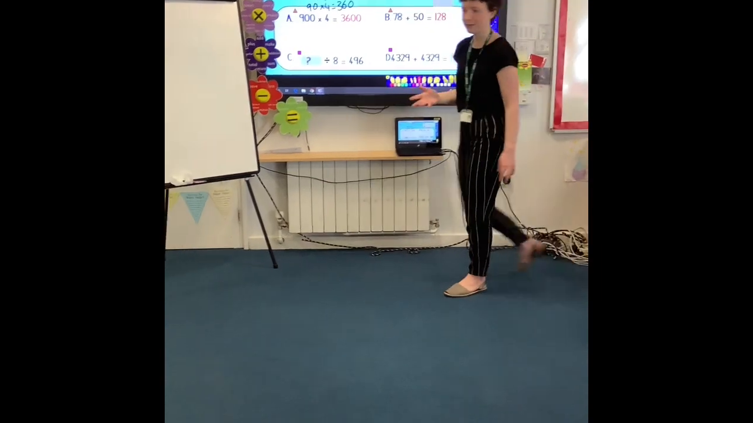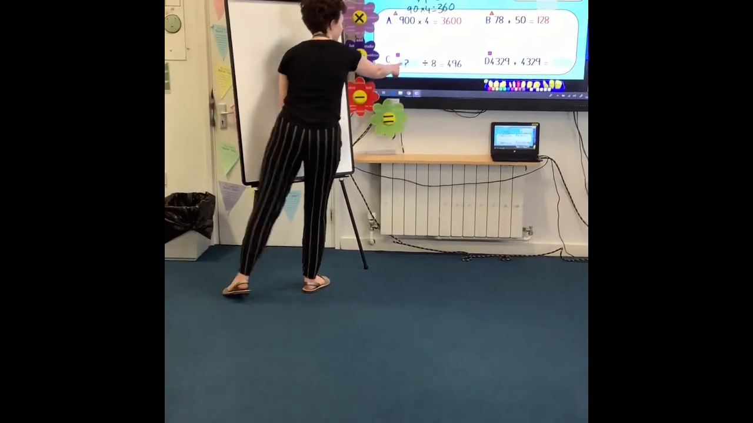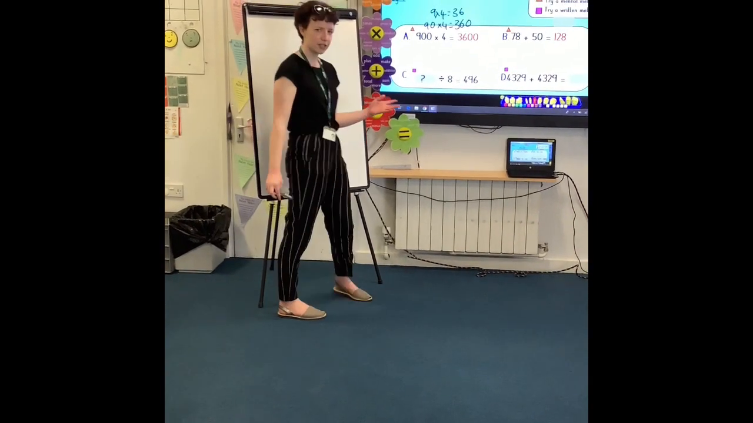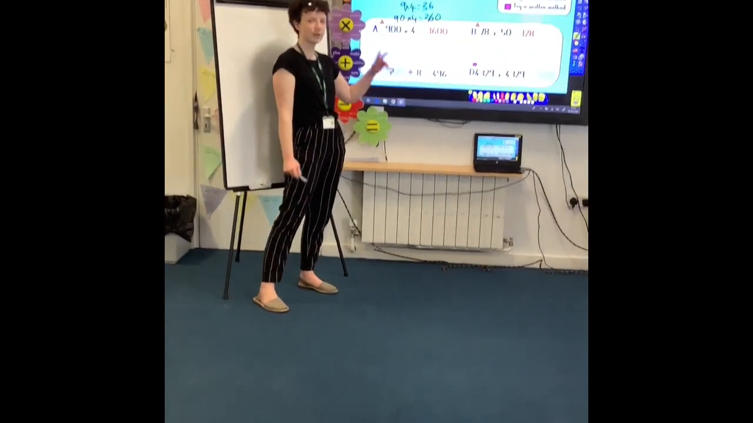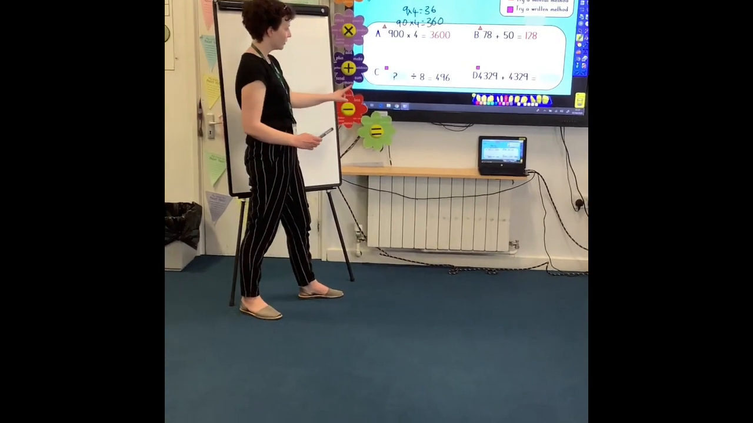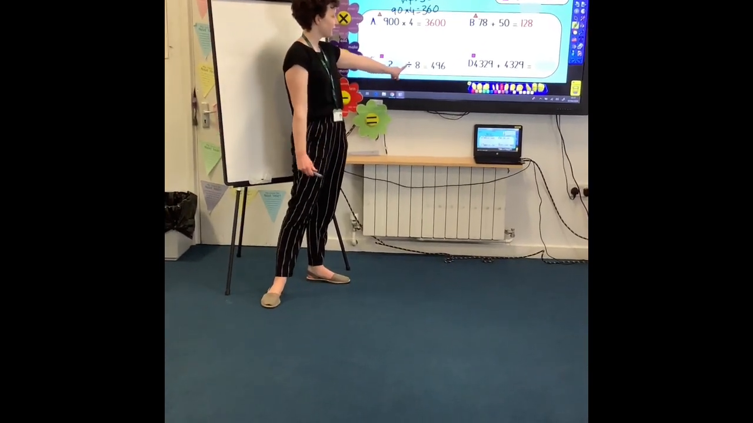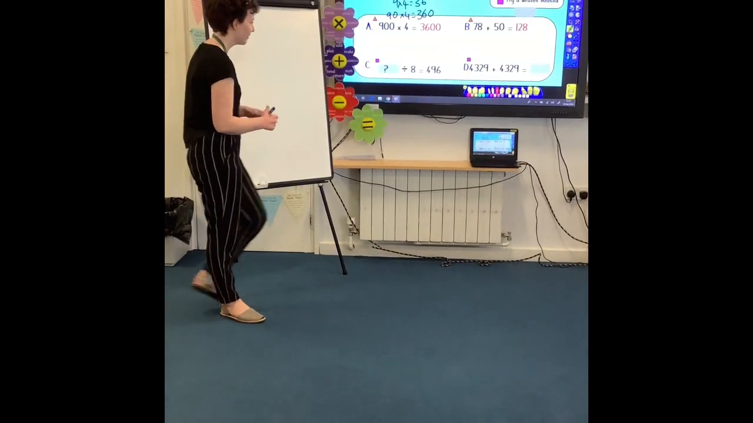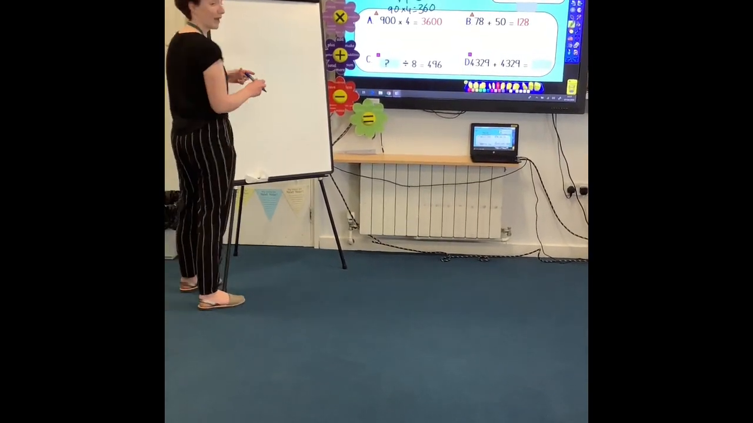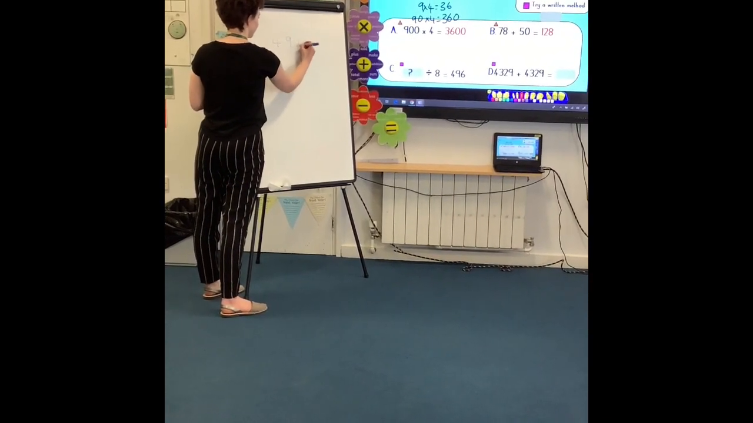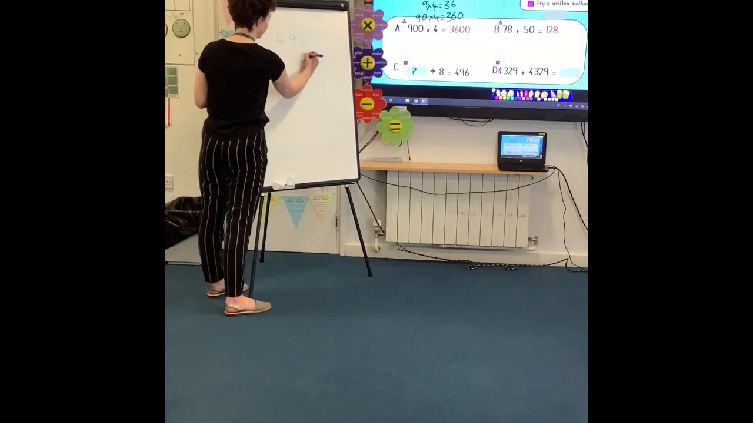C, one we're going to do a written method for. So something divided by 8 is 496. Now for this question we're going to have to use the inverse, so the opposite, to help us work out the answer. So I know that something split into 8 groups, there will be 496 in each group. So we're going to do the inverse, so the opposite, so we are going to do a multiplication. So we're going to do 496 times 8.